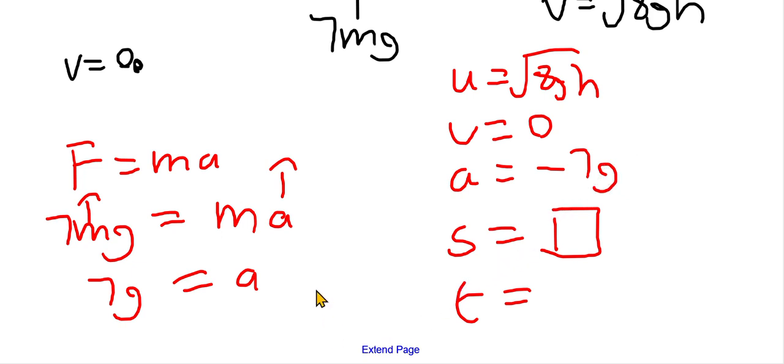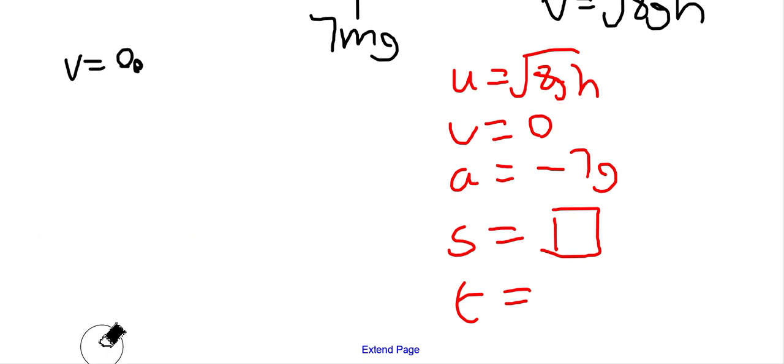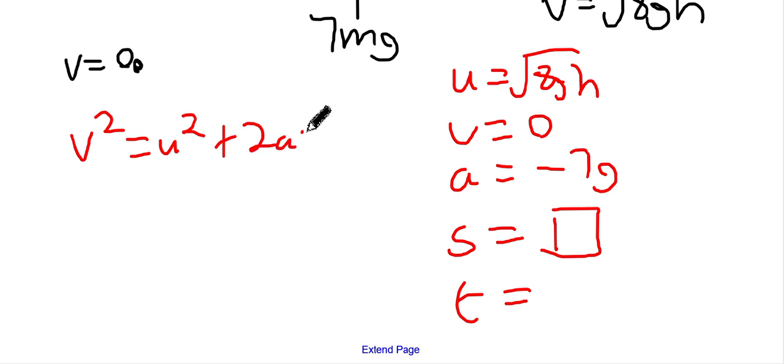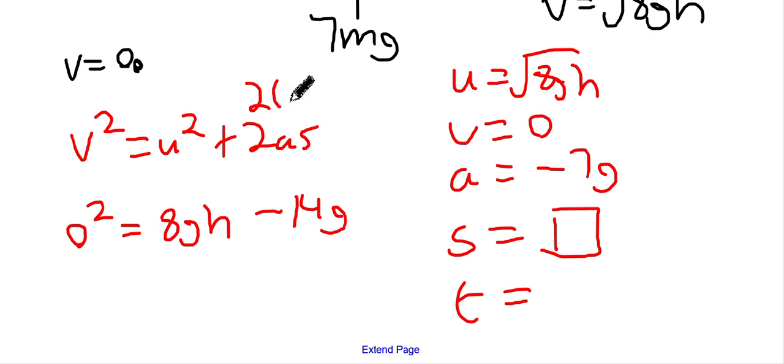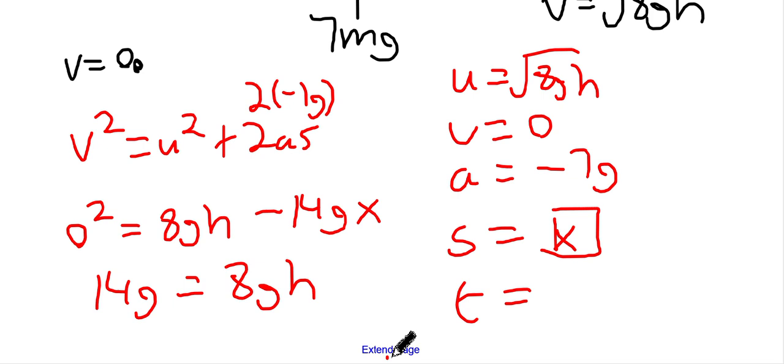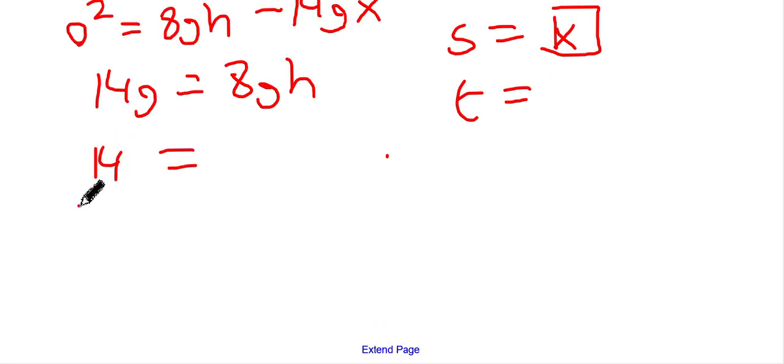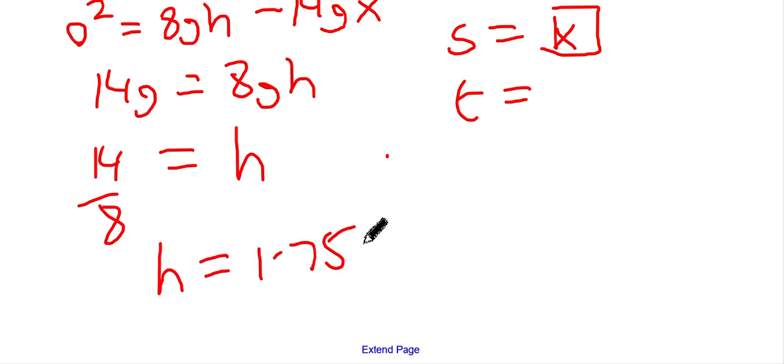Then we put that in and use v squared equals u squared plus 2as again. I'm going to get 0 squared equals 8gh, and then minus 14g, because 2 times minus 7g. I'll call the distance x because my s's look like 5s. Move everything over to one side: 14g equals 8gh. Cancel the g's and divide. What is 14 divided by 8? I think it's 1.75, but you can tell me.